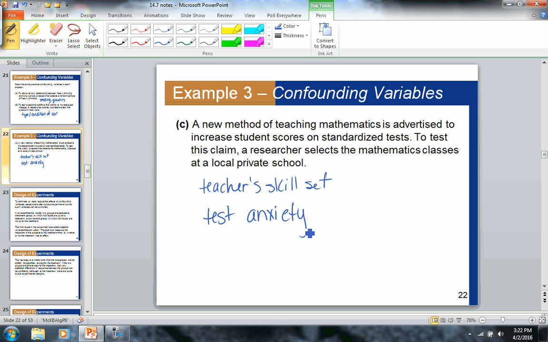Or how tired the students are when they take the test. Are they hungry? Did they have breakfast? Did they have a fight with their parents or girlfriend or boyfriend right before they took the test? So there's a lot of different variables that could affect the outcome there.